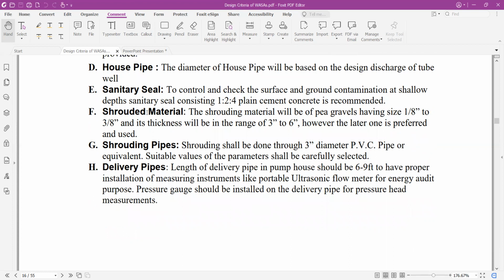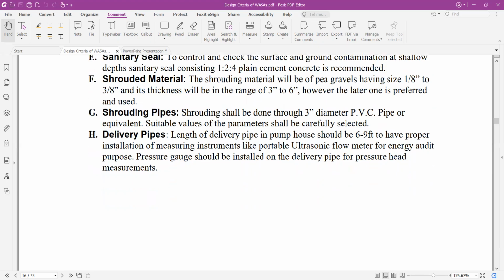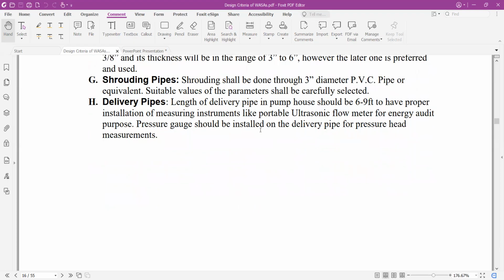Shrouding material, basically gravel of 1/8 inch to 3/8 inch, should be provided, and its thickness will be in the range of 3 inches to 6 inches. Shrouding pipe should also be provided if it's viable. The shrouding shall be done through 3-inch diameter PVC pipe or equivalent. Suitable walls of the perimeter should also be carefully selected.